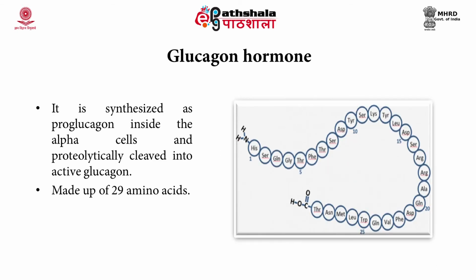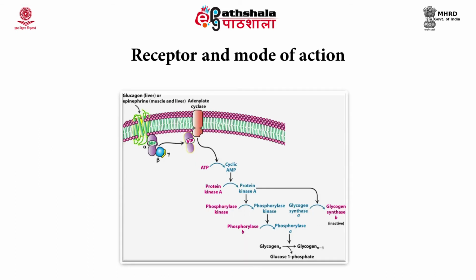Now, the third important hormone is glucagon. It is synthesized as proglucagon inside the alpha cell and proteolytically cleaved into active glucagon with 29 amino acids. The glucagon receptor is a 62 kilodalton G protein coupled receptor mainly expressed in the plasma membrane of liver and kidney and to a lesser amount in heart, adipose tissue, spleen, thymus, pancreas, gastrointestinal tract, adrenal gland and cerebral cortex. It is a heterotrimeric protein consisting of 3 subunits: alpha, beta and gamma.